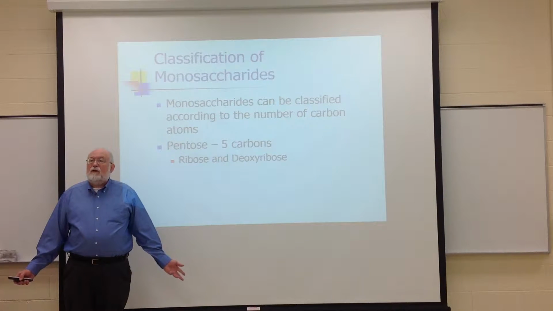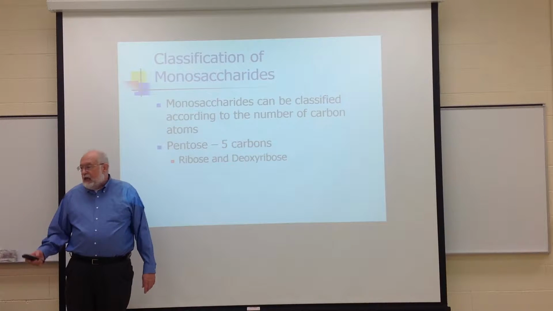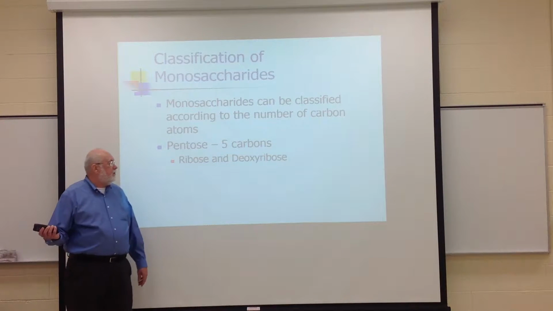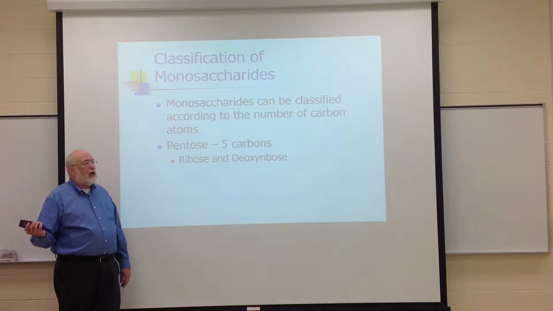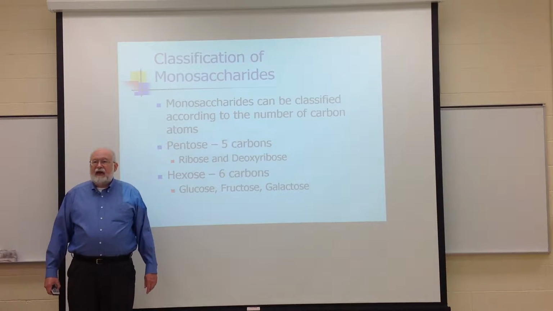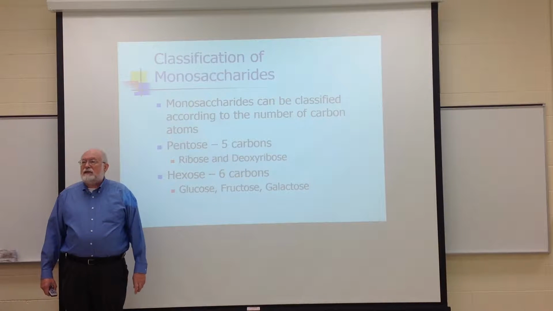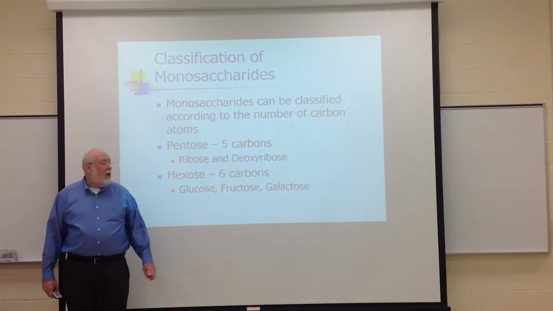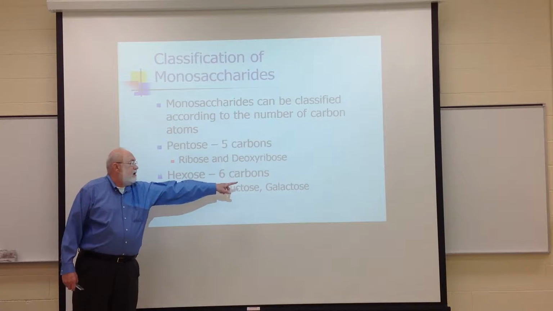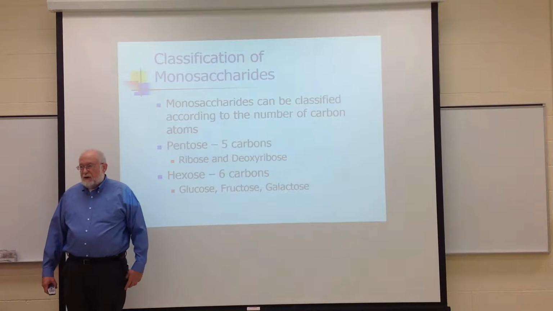Those are both pentoses. All right? And those are the principal pentoses that we're going to see a little later on. We're going to put to use, particularly when we get to nucleic acids. Hexoses. Hex meaning 6. Well, 6-carbon monosaccharides. What do we got here? We have glucose, fructose, and galactose. Those are all hexoses.